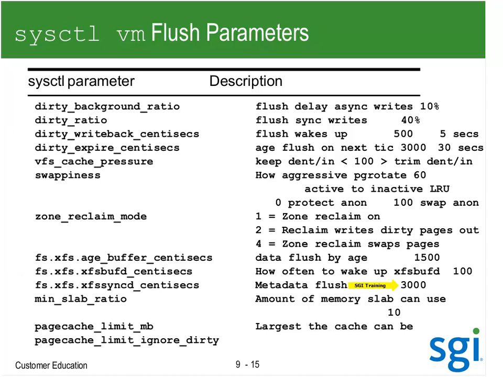And then a min-slab ratio we've talked about. Now it's marked 10 here, but I've seen it drop down to 5 now. And these are the new ones now. Page cache limit MB, the largest the cache can be. And there is one to say ignore dirty within that.